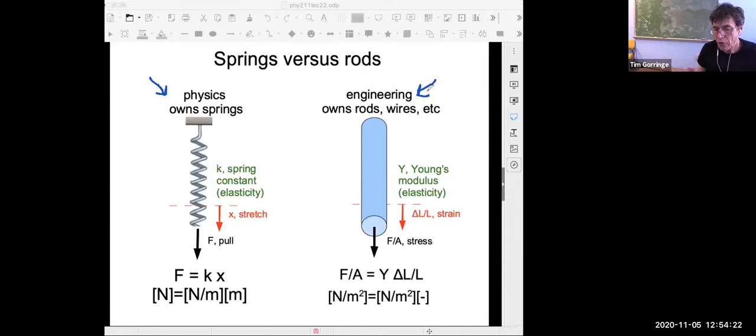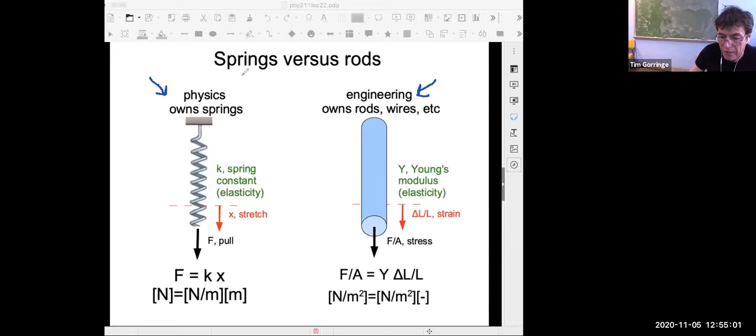And although we model the deformation of rods and wires and cables on the stretching, the compressing of springs, we do use a bit different language for the deformation of rods and wires compared to the stretching, compressing of springs. And so it's really that language of stresses and strains and elasticities, which is more of an engineering language, that we're going to layer on top of the original physics language of forces and displacements and spring constants. And so that's what this slide is about.